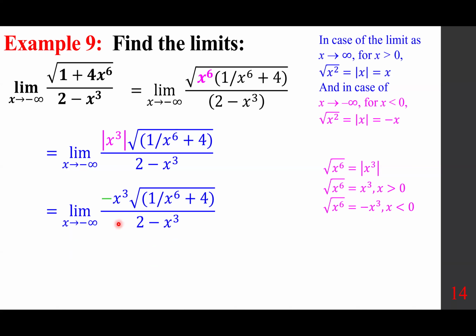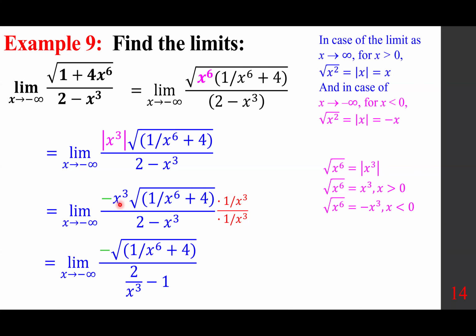Now, because x is approaching, whether infinity or negative infinity, the methodology is the same. You divide by the highest degree term in the denominator, which is x cubed. So if you divide the bottom by x cubed, you get 2 over x cubed minus 1. And the numerator you divide by x cubed, this goes away. This becomes 2 over x cubed. This is minus 1. Because x approaching, whether infinity or negative infinity, makes no difference. This is 0, so is this one. So you get minus square root of 0 plus 4. This is 2, so minus 2, and this is minus 1, and it becomes positive 2.